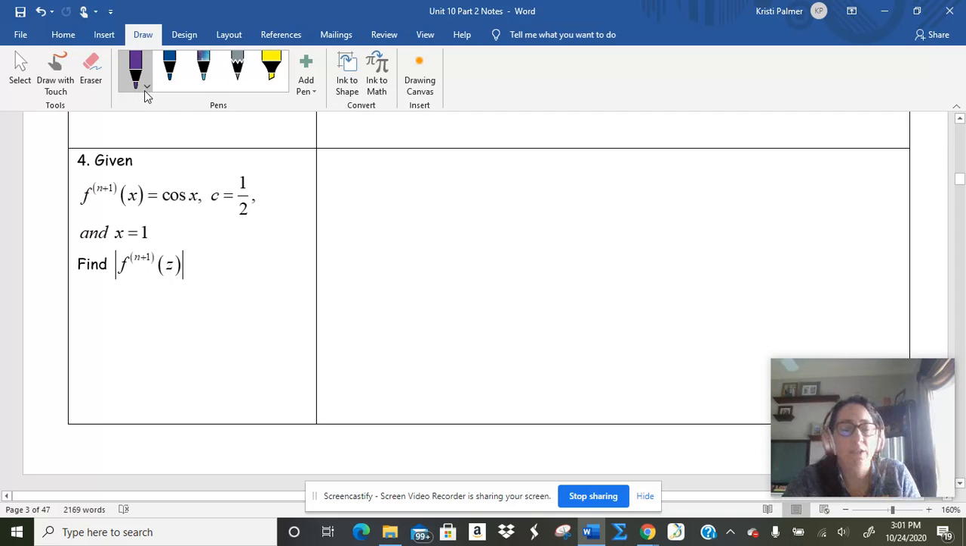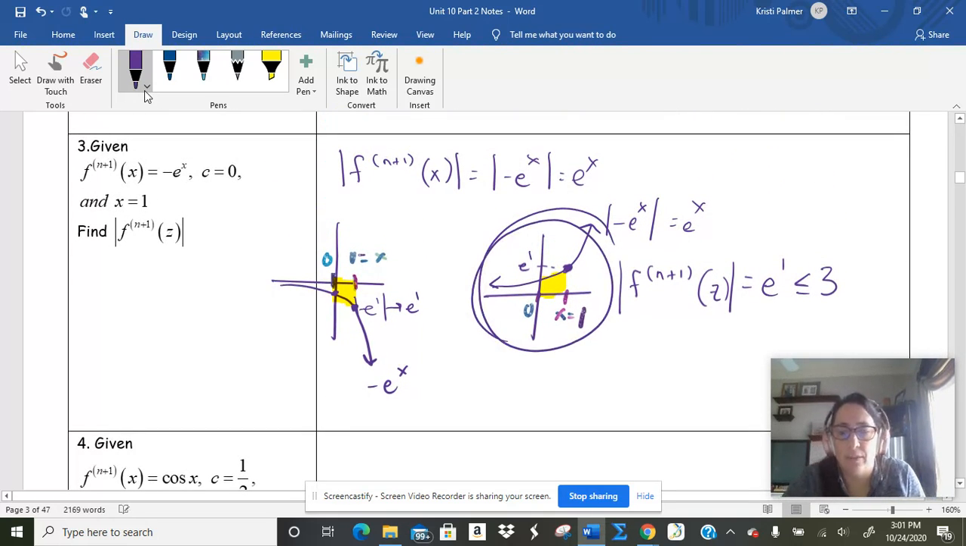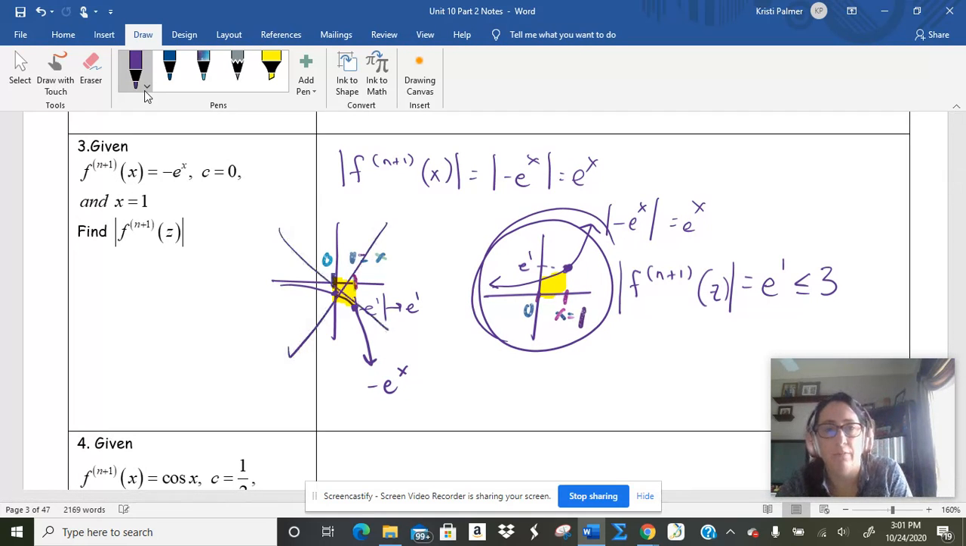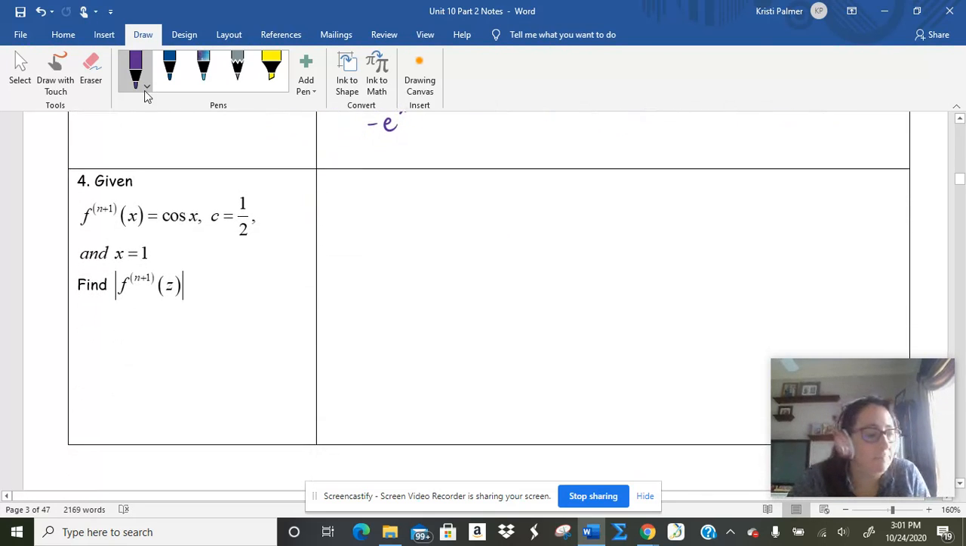Okay, so let's look at this one. And up here, I much prefer to just always look at the absolute value graph. I think it's way easier. I wouldn't have ever used that one. Okay, so let's look at cosine.